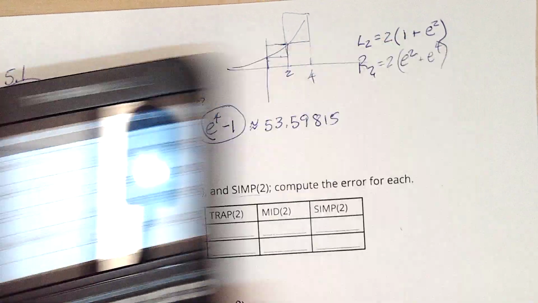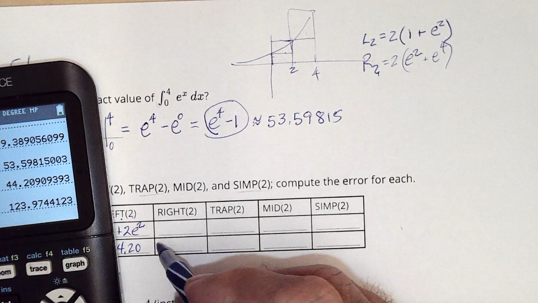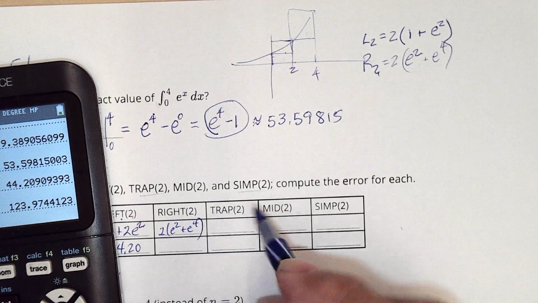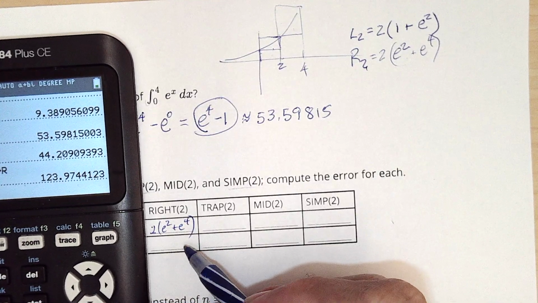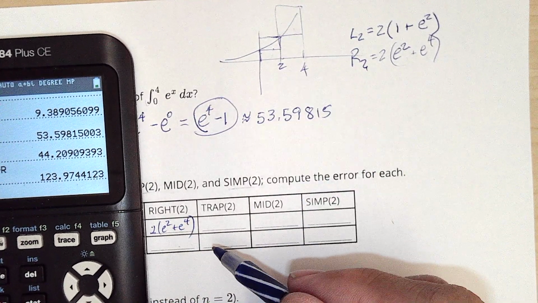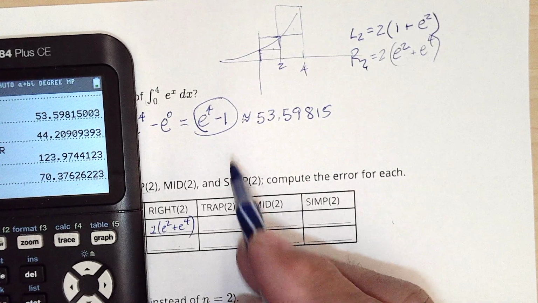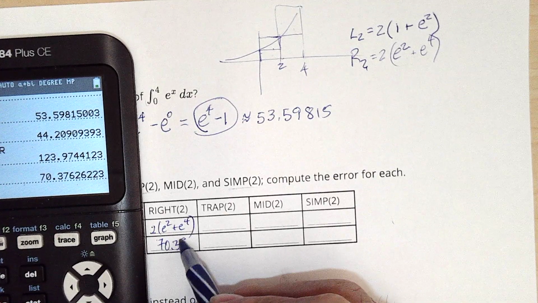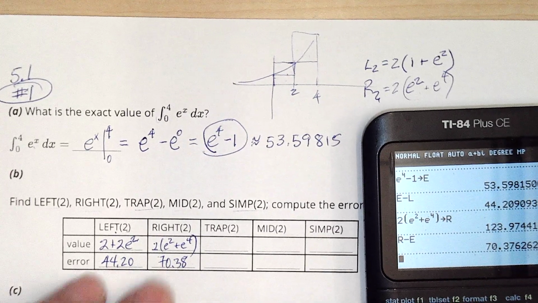And that's too much. This is going to be an overestimate. It's 2 times e squared plus e to the 4, which is 123. You can see it there. And now I'm going to find the difference between R and E. Alpha R minus alpha E, the exact. And the error is 70.38-ish. Still a lot of error, 40 or 70.